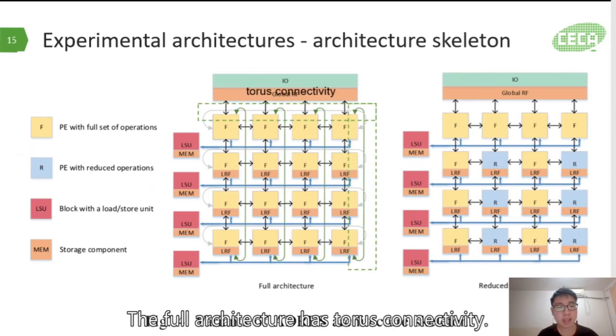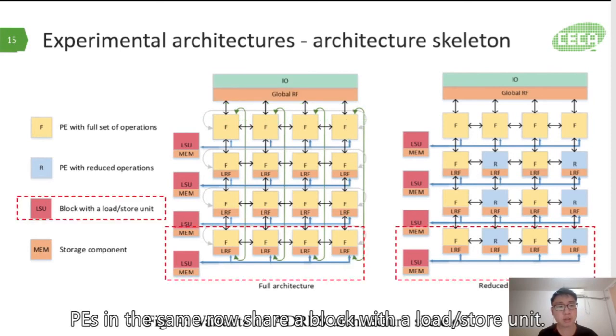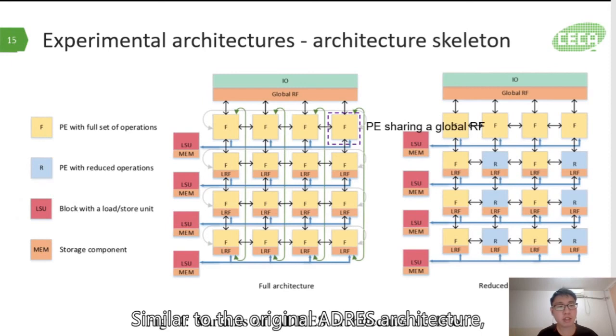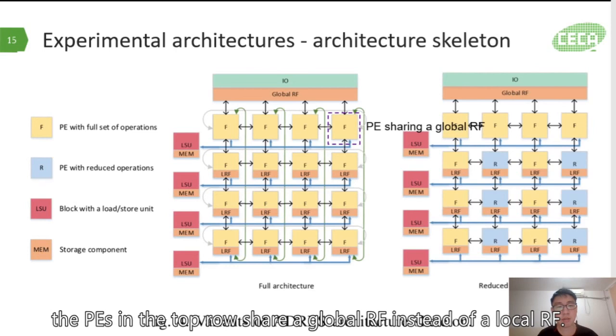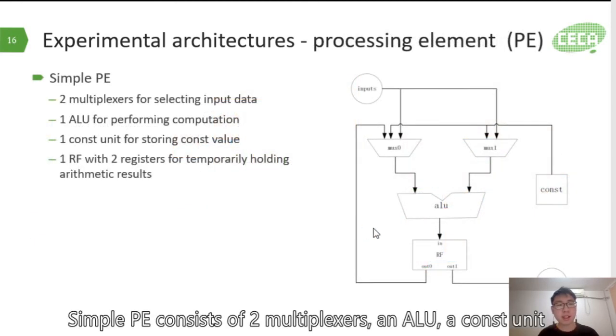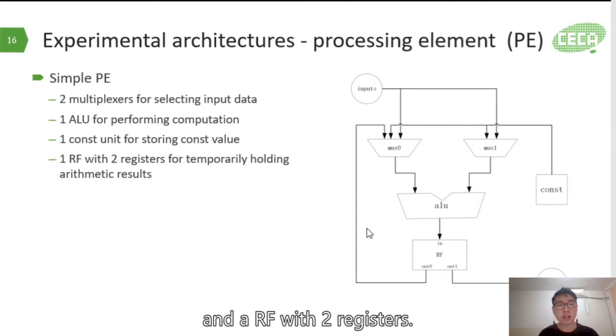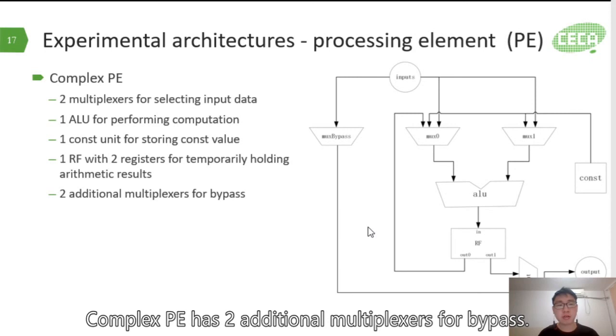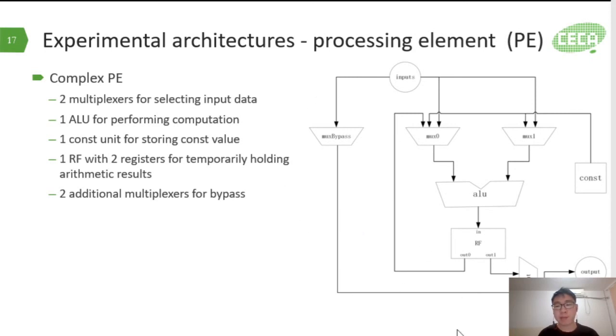The full architecture has torus connectivity. PEs in the same row share a block with a load store unit. Similar to the original ADRES architecture, PEs in the top row share a global RF instead of a local RF. Simple PE consists of 2 multiplexers, an FU, a const unit, and an RF with 2 registers. Complex PE has 2 additional multiplexers for bypass.